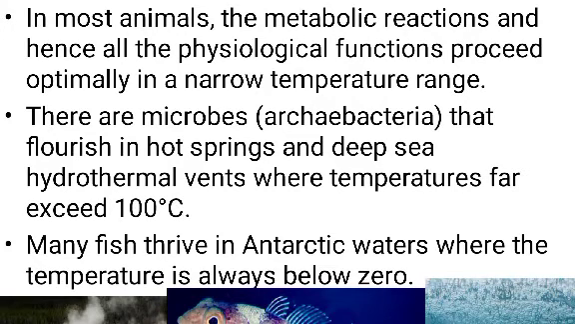In most animals, the metabolic reactions and all the physiological functions take place effectively, or proceed optimally, in a narrow temperature range. In our human body, the optimal temperature is 37 degrees Celsius. At that temperature, all the metabolic reactions and the physiological functions can take place normally.